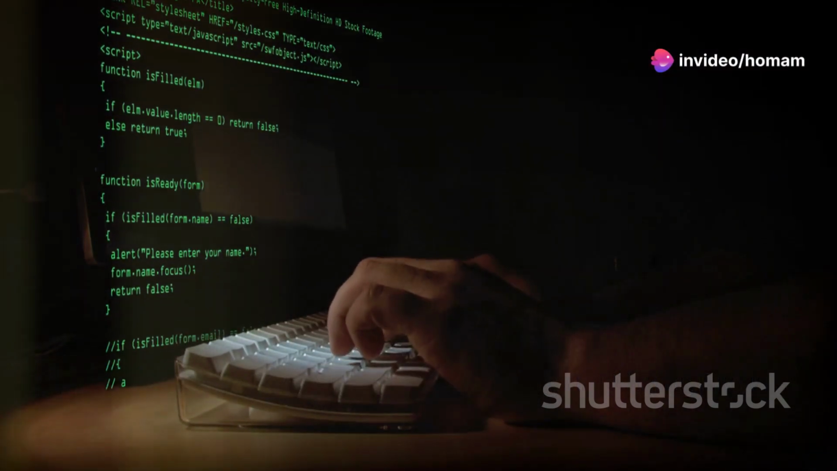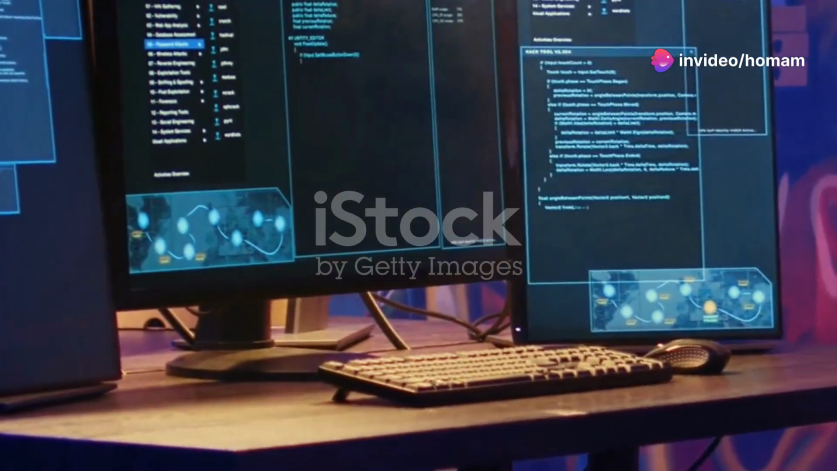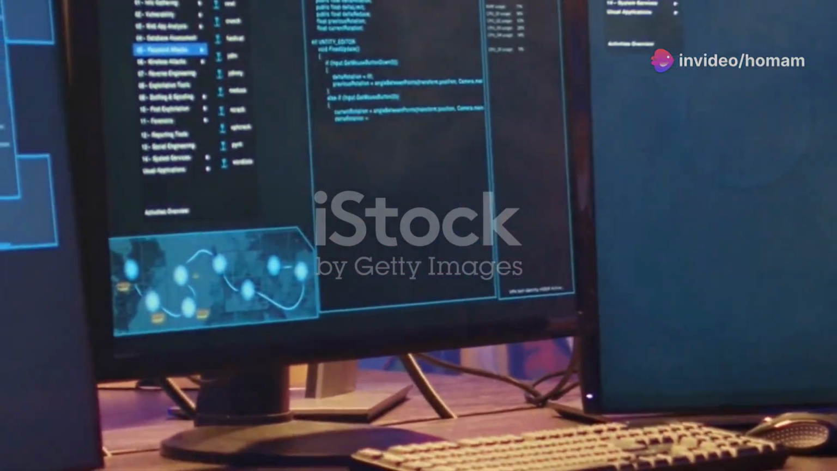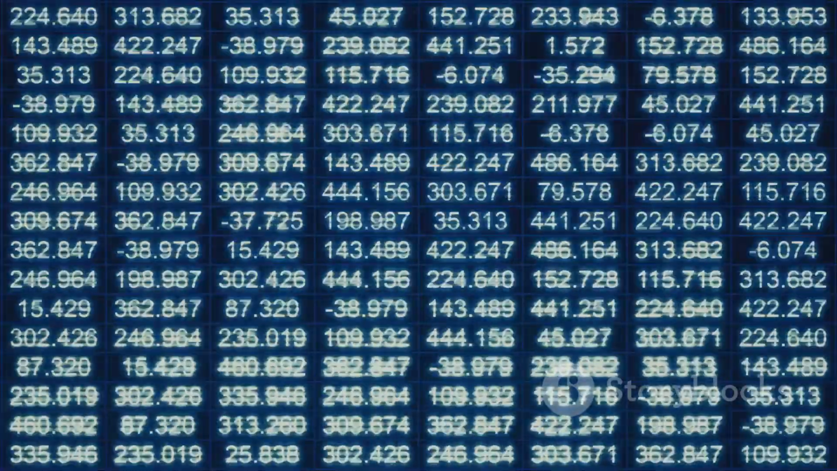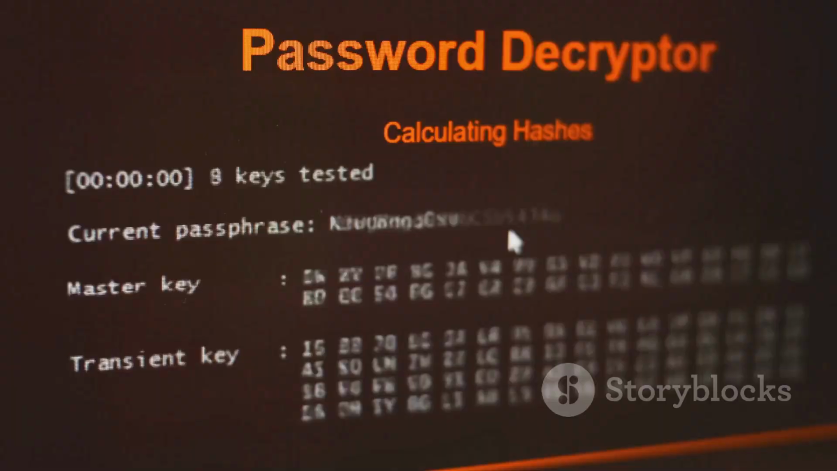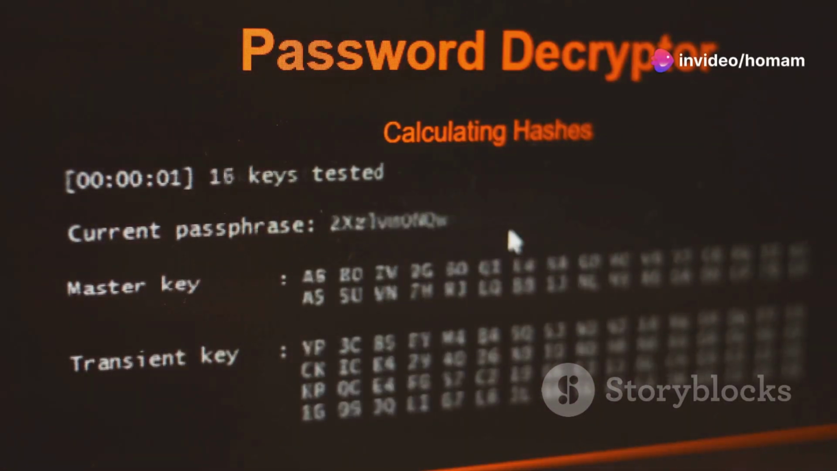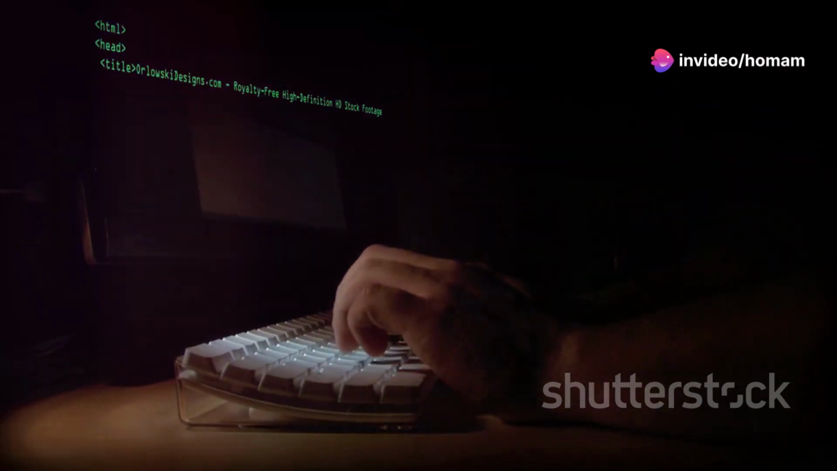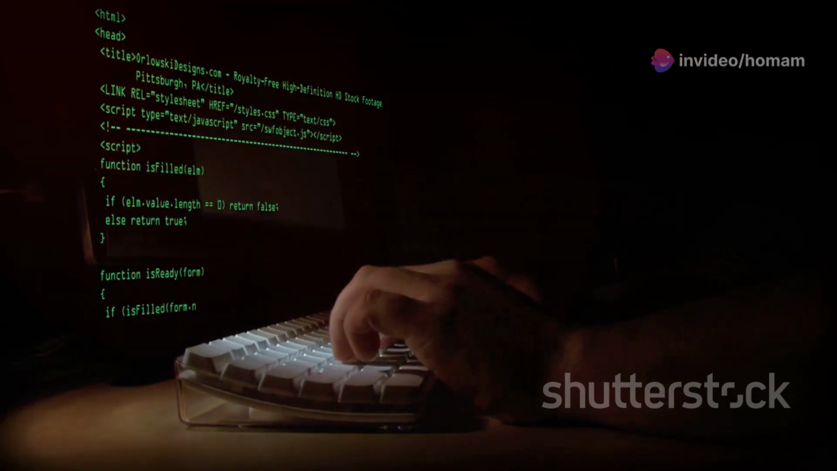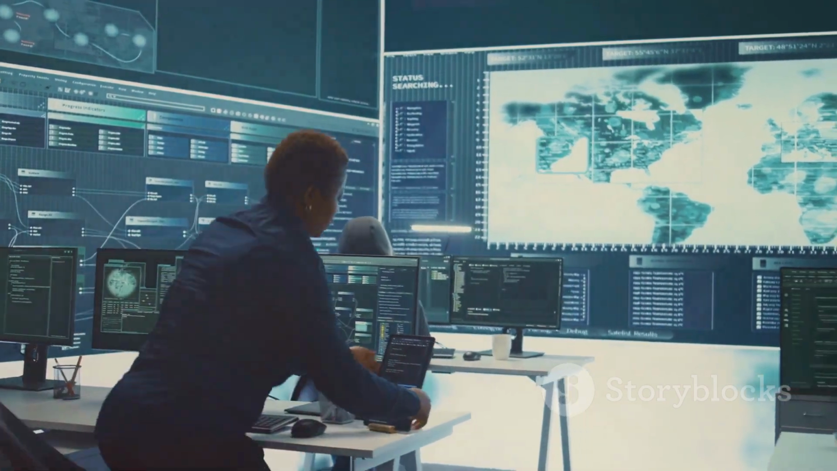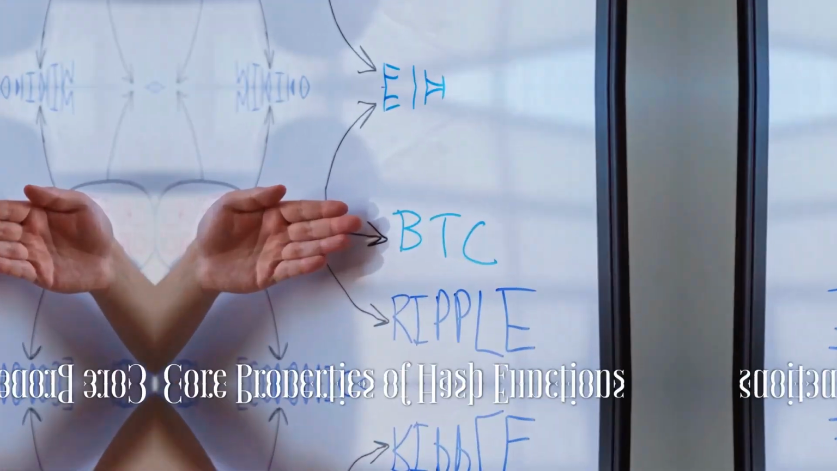Key characteristics of hash functions include: 1. Determinism. The same input always results in the same output. 2. Fixed output length. Regardless of input size, the output remains consistent. 3. Collision resistance. Ideally, no two inputs produce the same output. 4. Efficiency. They're designed for fast computation. Hash functions are fundamental for ensuring data security and integrity.